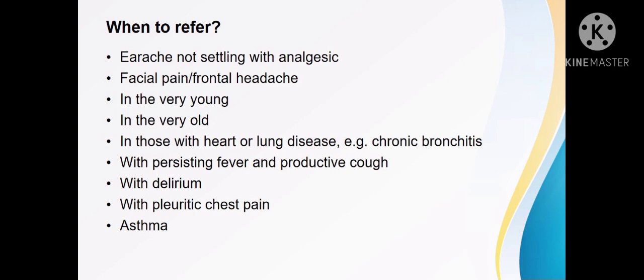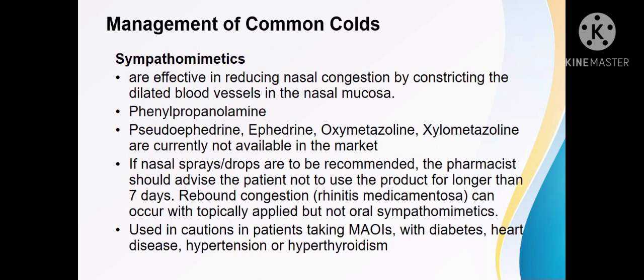When the common cold is with delirium. When the common cold is with pleuritic chest pain. Lastly, if the patient has asthma. How to manage common colds. Sympathomimetics are effective in reducing nasal congestion by constricting the dilated blood vessels in the nasal mucosa. One of the sympathomimetics available in the market is phenylpropanolamine. Others like pseudoephedrine, ephedrine, oxymetazoline and xylometazoline are currently not available in the market.